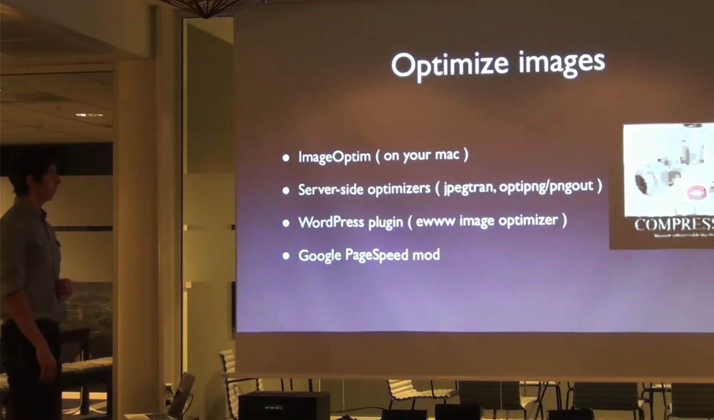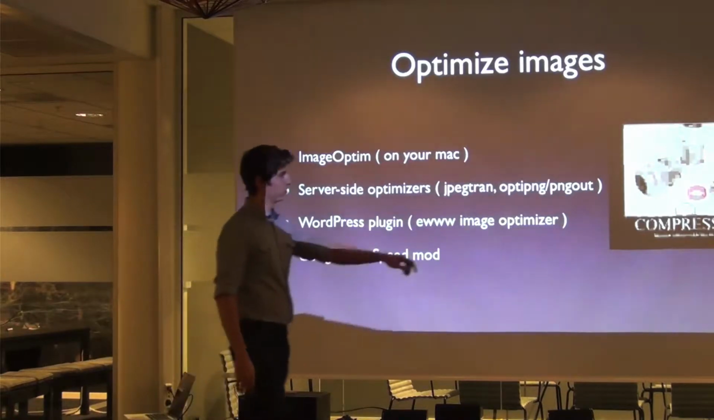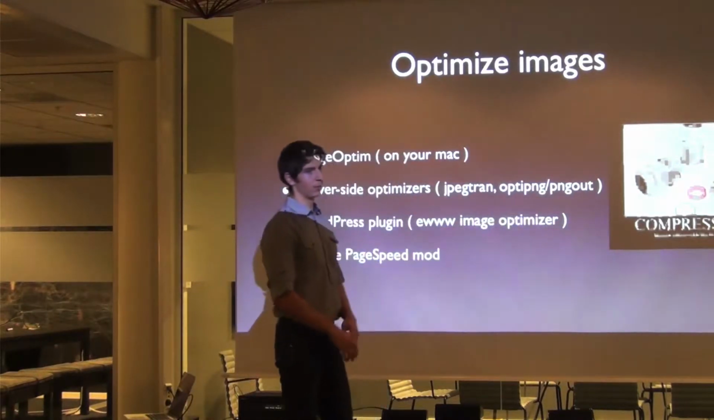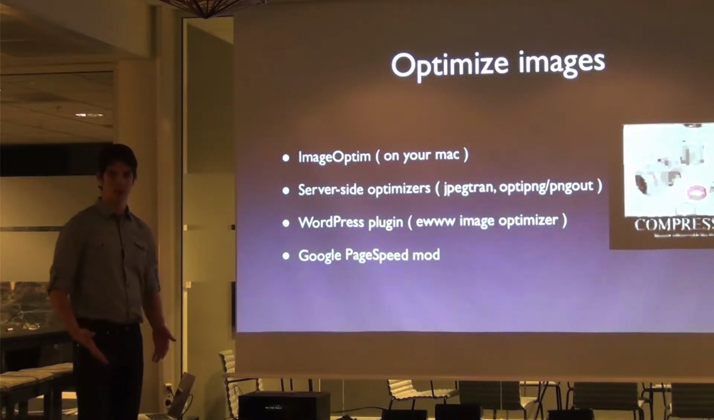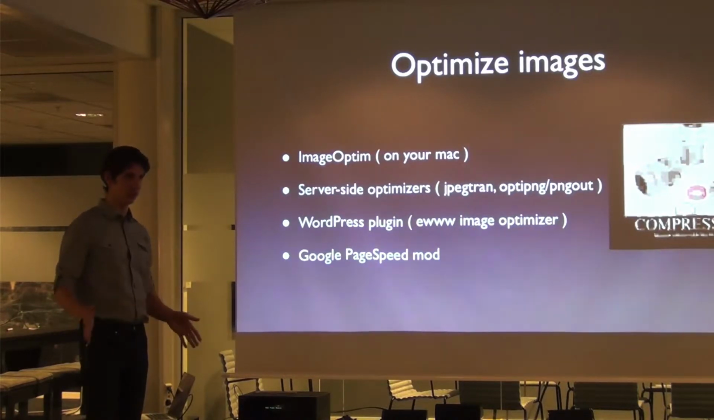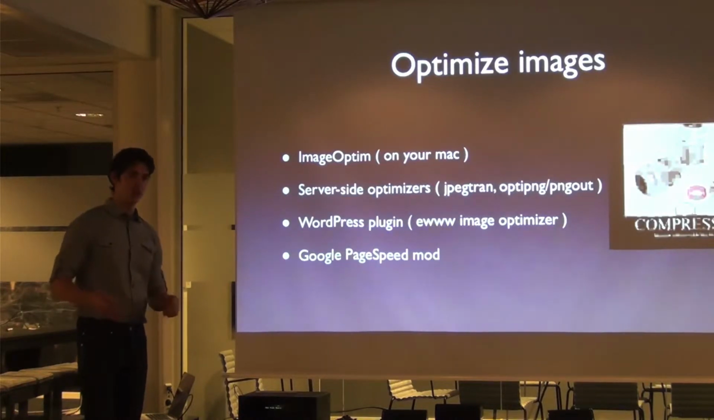So the next point is optimizing images. Now this doesn't mean that you have to compress your images like this, but it does mean that you should compress your images somewhat. If you're going to use humongous PNGs, your site's going to be slow anyway. But the thing is that you can even optimize your images without losing quality.